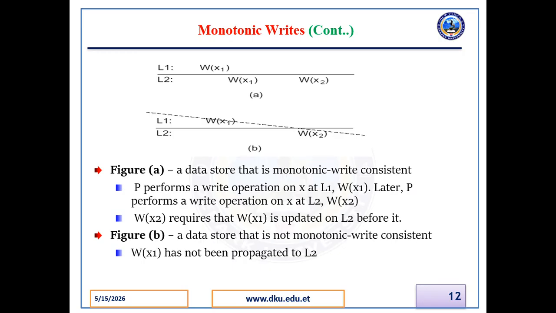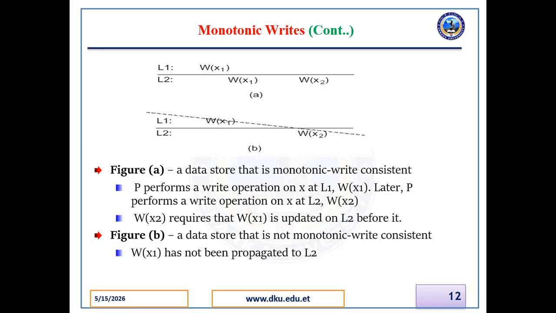Here, a data store that is monotonic write consistent is A. There is a process P that performs a write operation on X at local copy L1. There is a write of X1. Later, P performs a write operation on X at L2, write of X2. Here, the write of X2 requires that the write of X1 is updated on L2, or local copy 2, before it. That means X1 on L1 should be propagated to L2. So that is why this is correct.